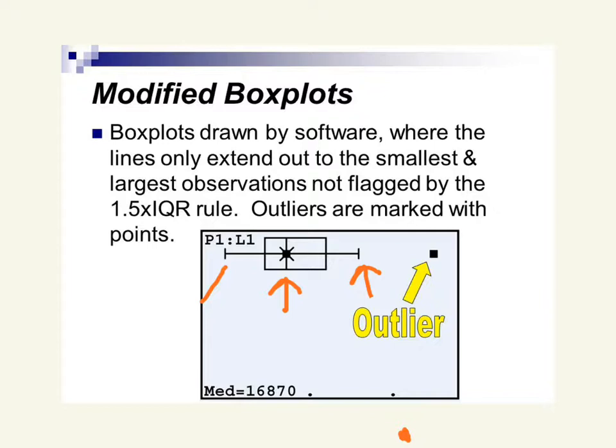Now, in this class, we're also going to work with what are known as modified box plots. And a modified box plot uses the 1.5 times the IQR rule, and it flags anything that's an outlier. Okay? So that's what we see in this picture here. And we'll show you how to create these on your graphing calculator over the course of the next couple of days. So don't stress too much over how to do this right now.